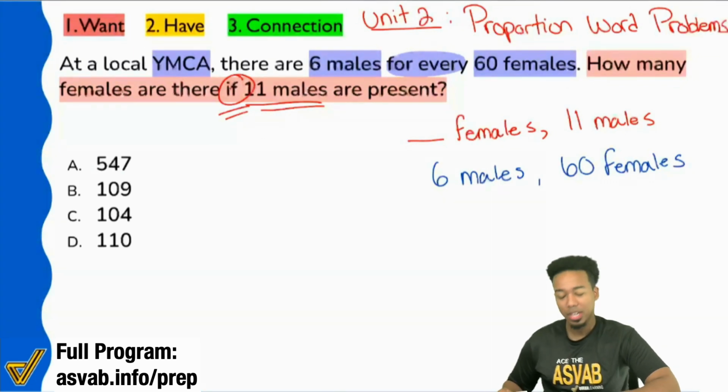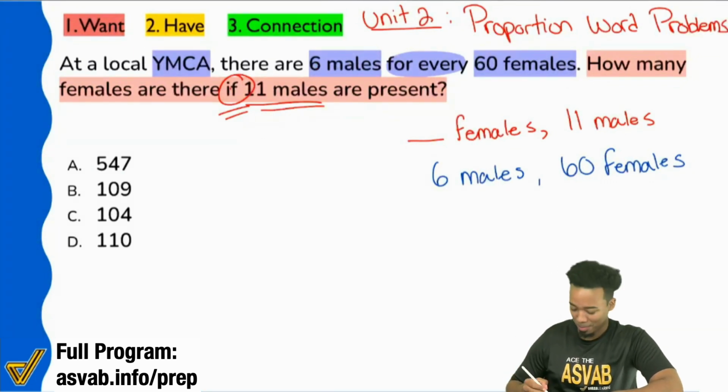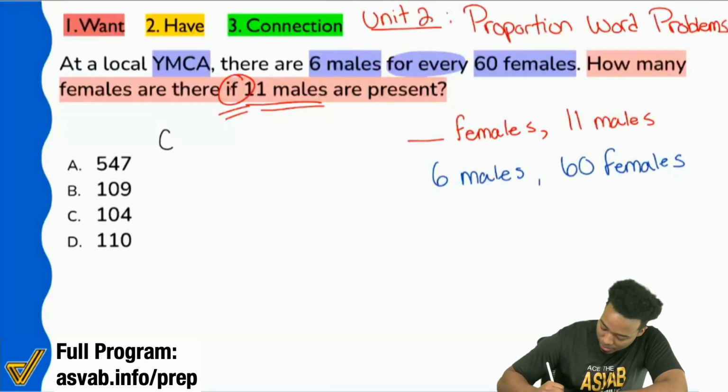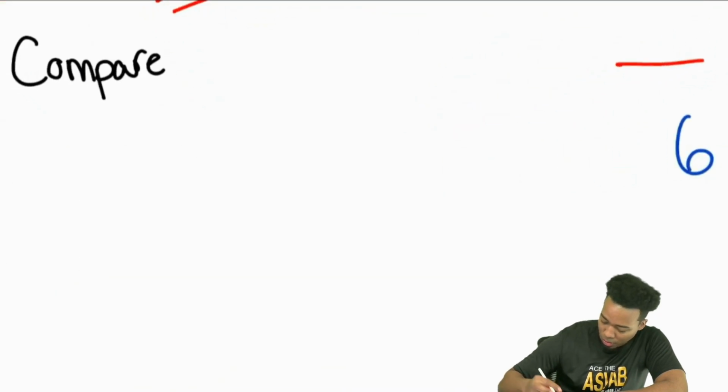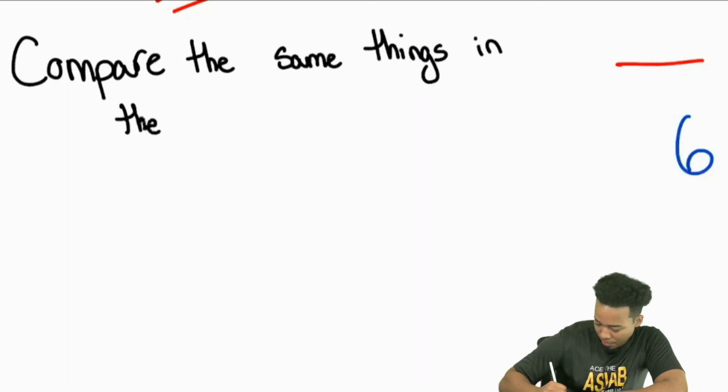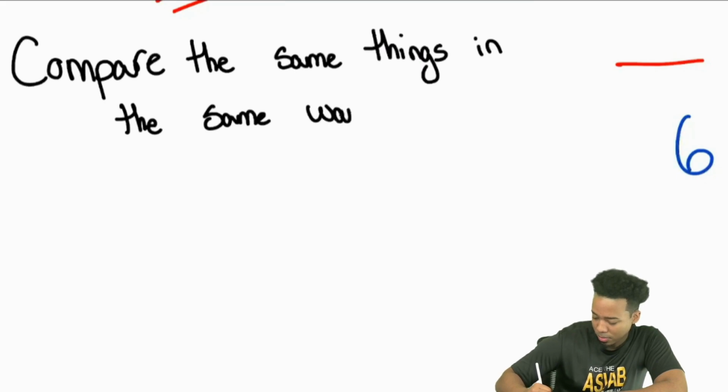All right, cool. So the main idea, like I said, behind proportions is, again, compare the same things in the same way. As long as you do that, you can do no harm. Let me zoom in over here. Compare the same things in the same way. I'll give you a few moments to write this down. That way we can relax.